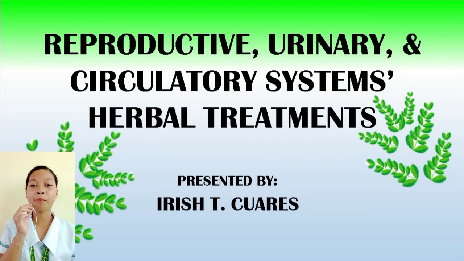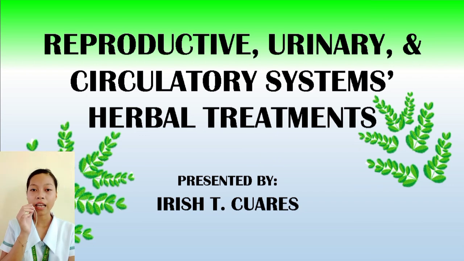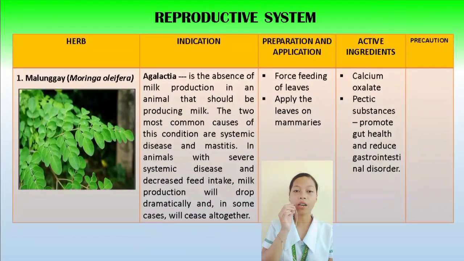Good day everyone, I am Irish Cuares, your second reporter for Chapter 7's Common Philippine Herbs Used for Preventing and Treating Diseases for Animals. And at this point, let me present to you the reproductive, urinary, and circulatory systems herbal treatments. So under the reproductive system, we have malunggay.